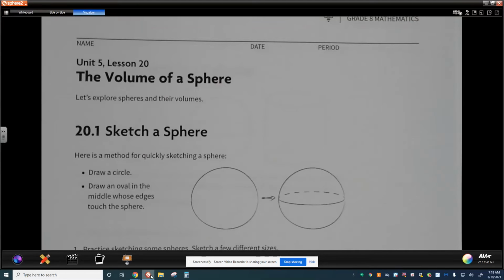Welcome to the next lesson in Math 8. This is Unit 5, Lesson 20, talking about the volume of a sphere. So we're going to explore spheres and their volumes today.